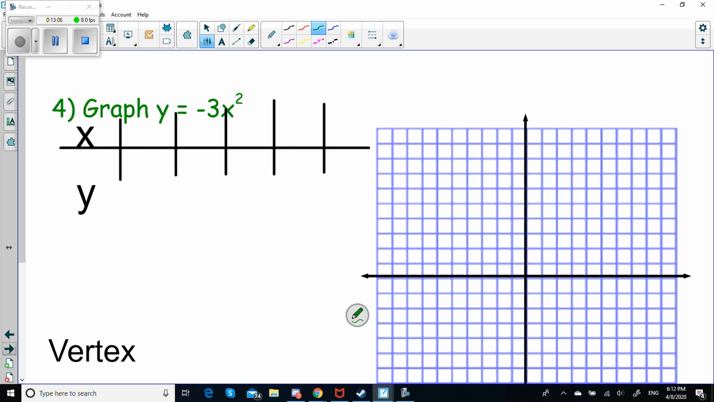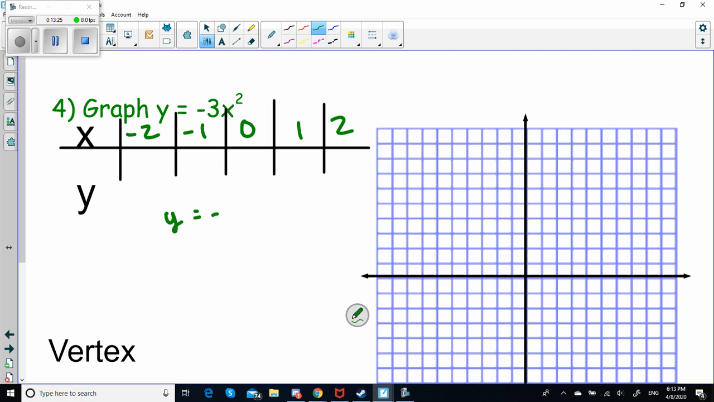Okay, give this one a try. Press pause and try it without me, and then I'll come back and do the answer. We're back to an integer in the front, so using 0, 1, and 2 is perfectly acceptable. You won't get fractions. So we'll use 0, 1, and 2, and -1 and -2.